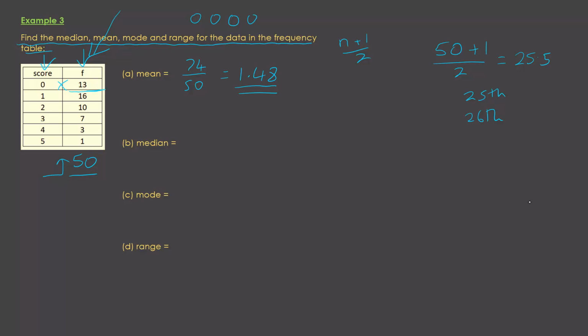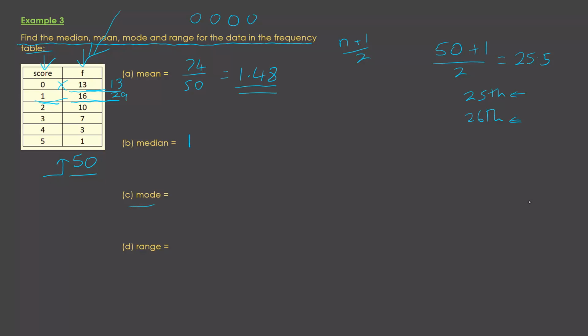The first 13 pieces of data are zeros. So up to the end of here, we have 13 pieces of data. The next 16 pieces of data are ones. 13 add 16 is 29. So when we get to the end of the ones, we've had 29 pieces of data. That means the 25th and 26th piece of data are both ones, and therefore the median is 1.